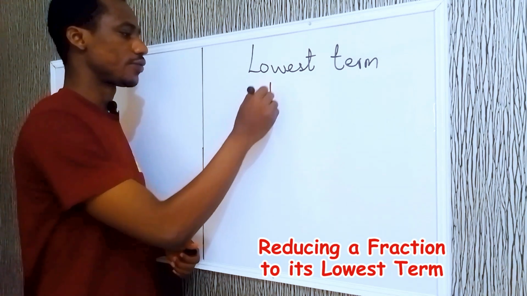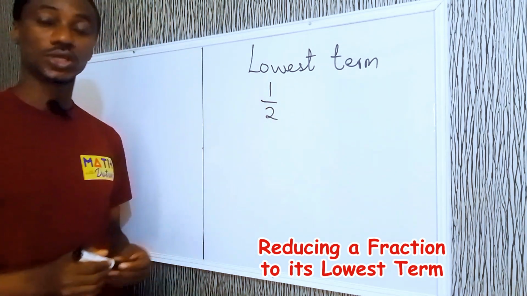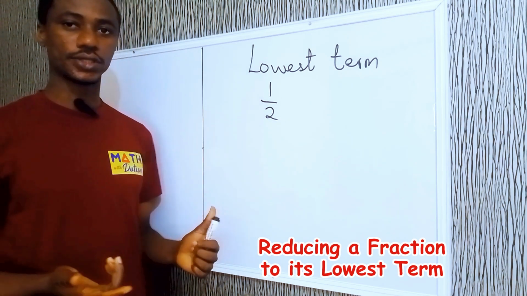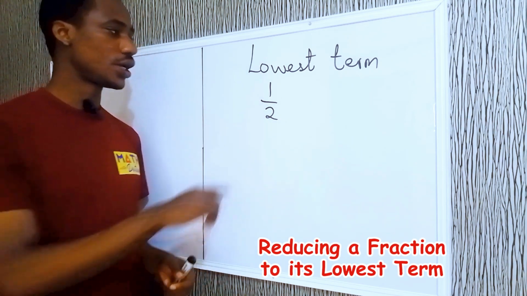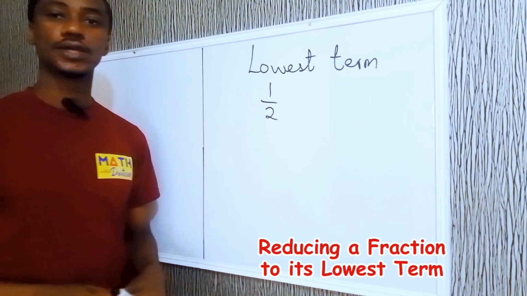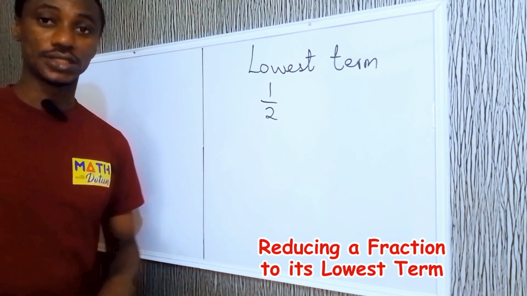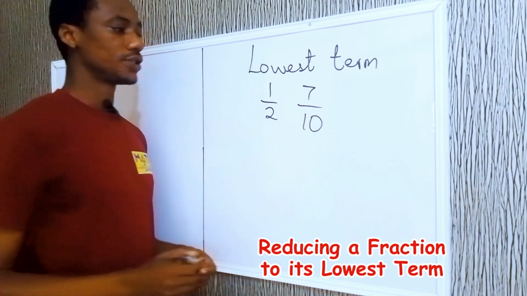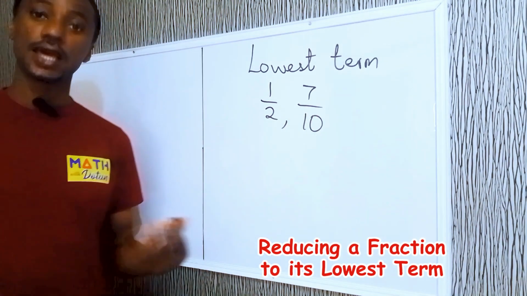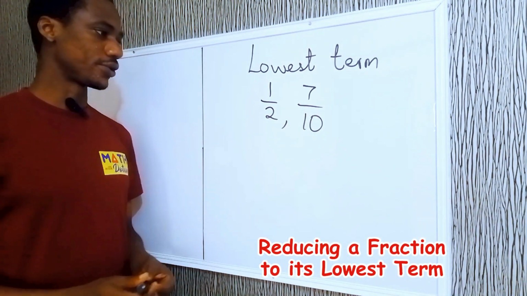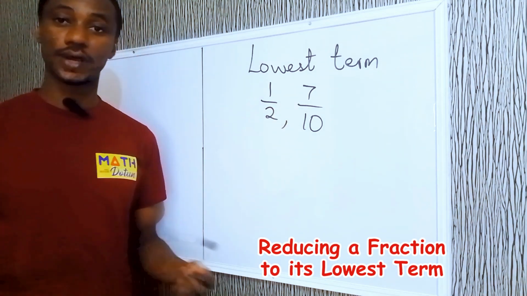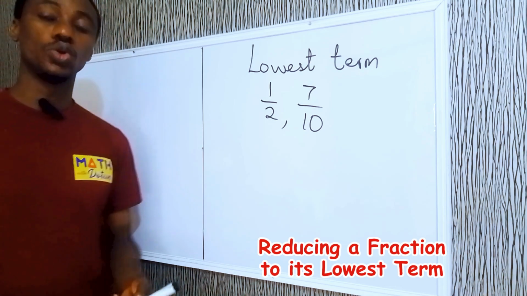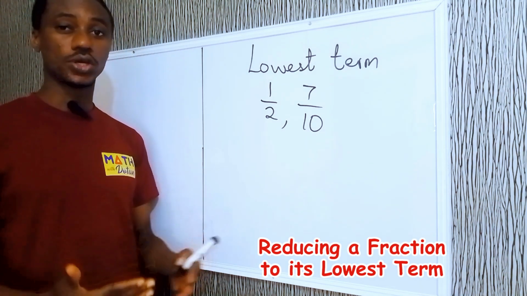For instance, you have 1 over 2. 1 over 2 is at the lowest term, because there's no way you could reduce this. There's no single number apart from 1 that you can use to divide both 1 and 2. So we say this fraction is at the lowest term. If you have 7 over 10, this fraction also is at the lowest term because 7 and 10 have no common factor other than 1. That is how to know if a fraction is in its lowest term.